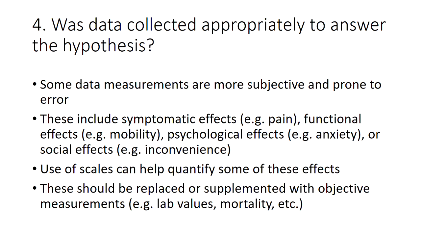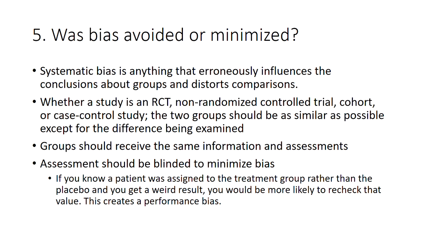So the fifth question you should ask as you're appraising an article is, was bias avoided or minimized? Systematic bias is anything that erroneously influences the conclusions about groups and distorts comparisons. So basically anything that muddies the water.